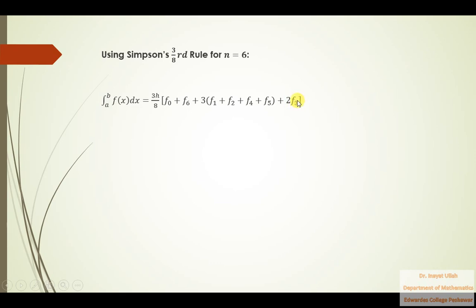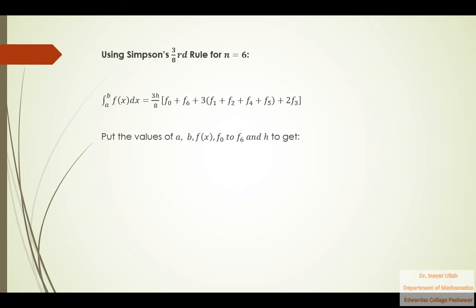So the multiple of 3 is f3, then f6, but f6 is the last value, and we have written here the last value of the function with f0, so that is f3 only. So 3 times f1, f2, not f3, f4, f5, then f6 is the last value, so we are adding the last value with the first value of the function. So this is Simpson's 3/8 rule.